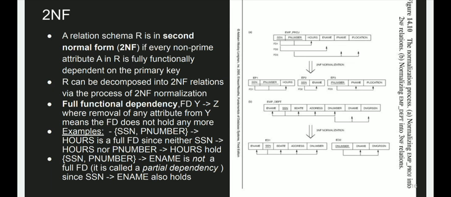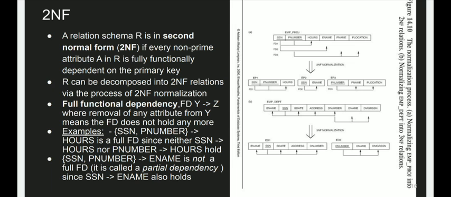So the non-prime attribute should be fully functionally dependent on the primary key. It means that it should be dependent on the primary key in a full form. So here SSN gives ename. Ename is a non-prime attribute and it is partially dependent on SSN, so it violates the second normal form. Also P name, P location is partially dependent on P number, which is not holding in second normal form. These both violate the second normal form.